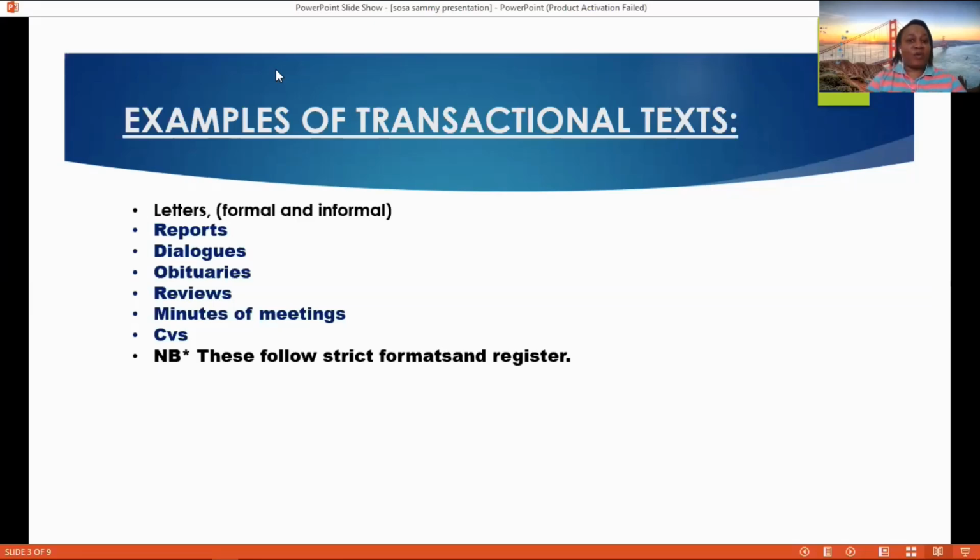And the most common one, which is going to come when you are looking for a job or for whatever reason you want to write your curriculum vitae, which is your CV. That is also an example of a transactional text. It's not all of them that I've listed there, but those are some of the examples of transactional texts. They follow strict formats and register. Take note of that. And do visit your textbooks to check the formats and acquaint yourself with those formats.